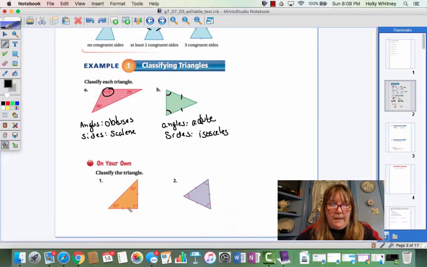So this triangle has a right angle in it. So by the angles, we know that this is a right triangle. We also know that it is isosceles because two sides are congruent. So by the sides, it is an isosceles triangle.